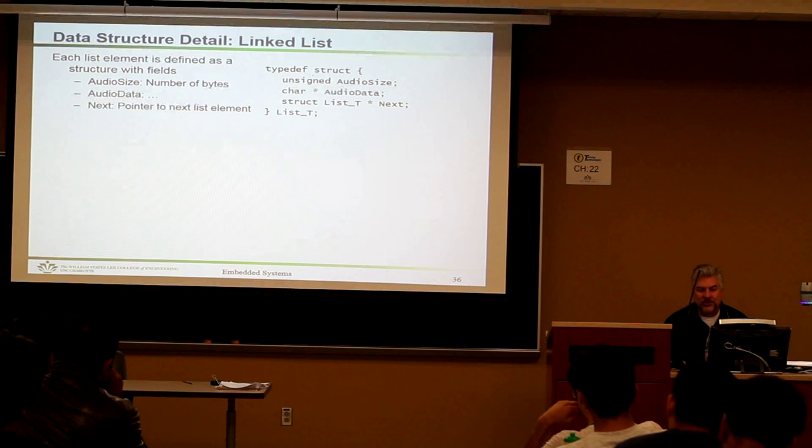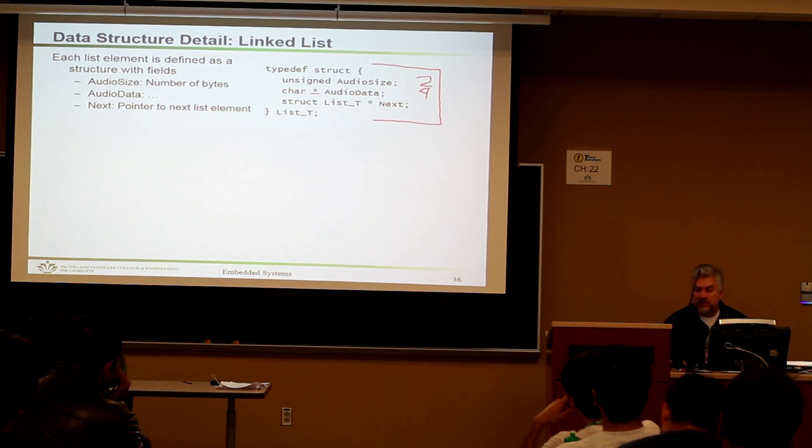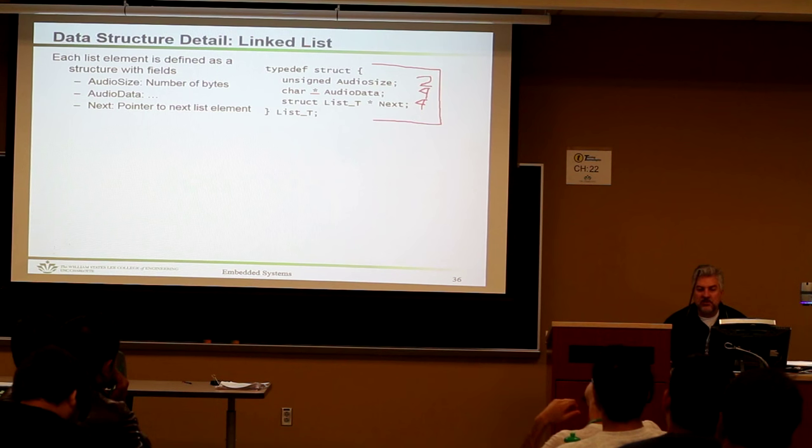How much memory actually does this structure entail if we're using our MSP 430, I'm sorry, our Renesas RX63N? How big is an integer? 2 bytes, right? This is a pointer. So how long is this? 4 bytes, because it's an address, right? And next is going to be an address as well, because it's pointing to something else, which means it's going to be how many bytes? 4 bytes as well. So this entire data structure will take up 10 bytes in our system.